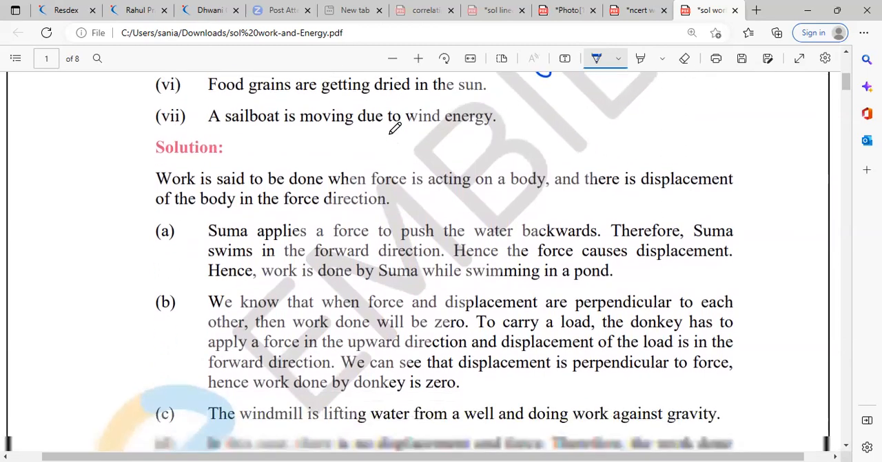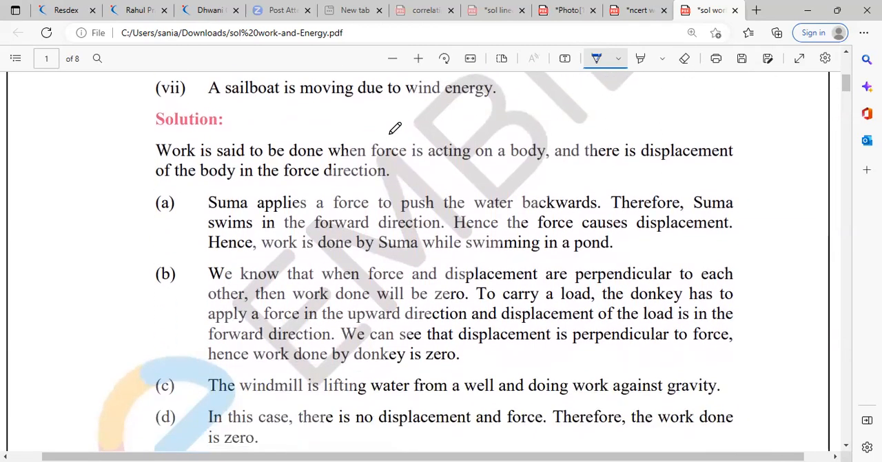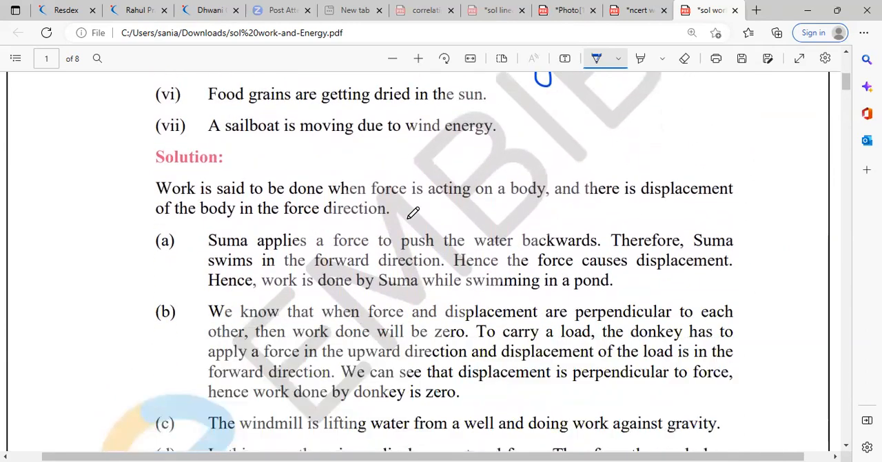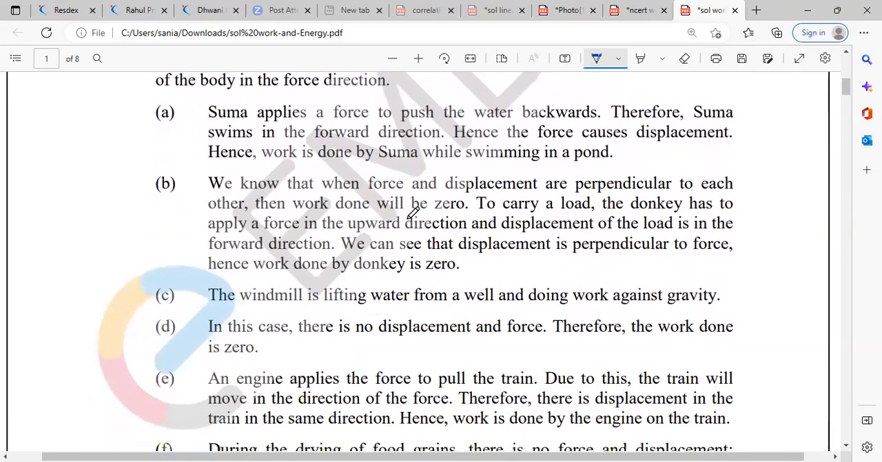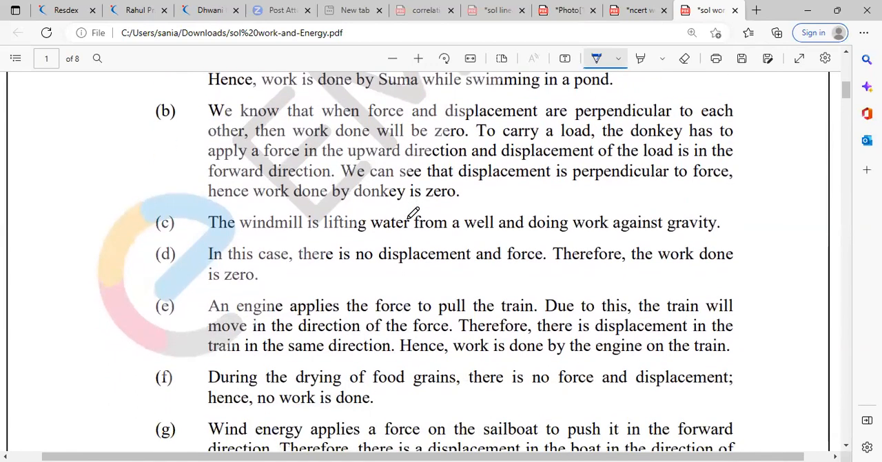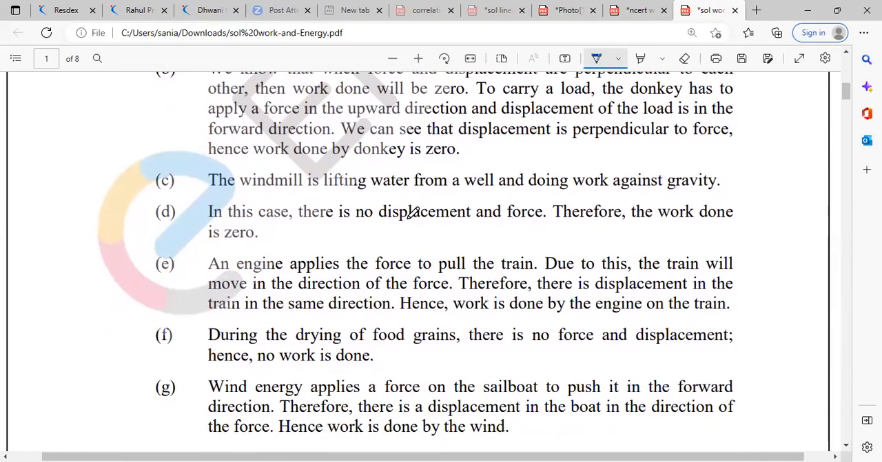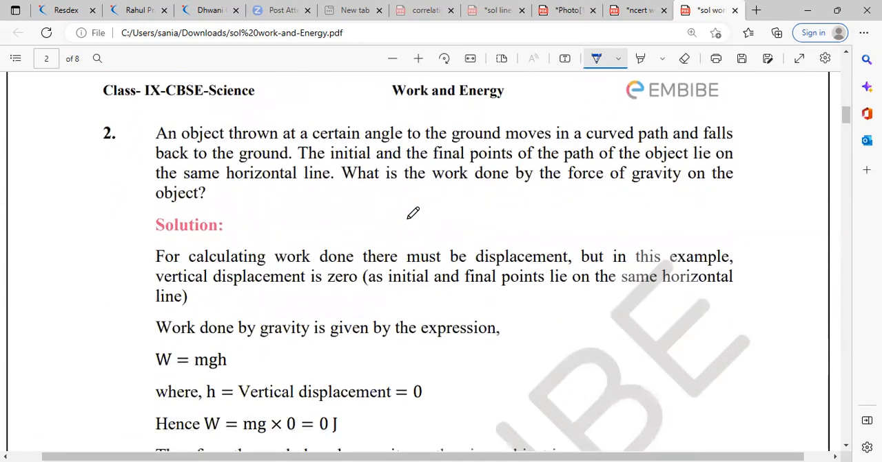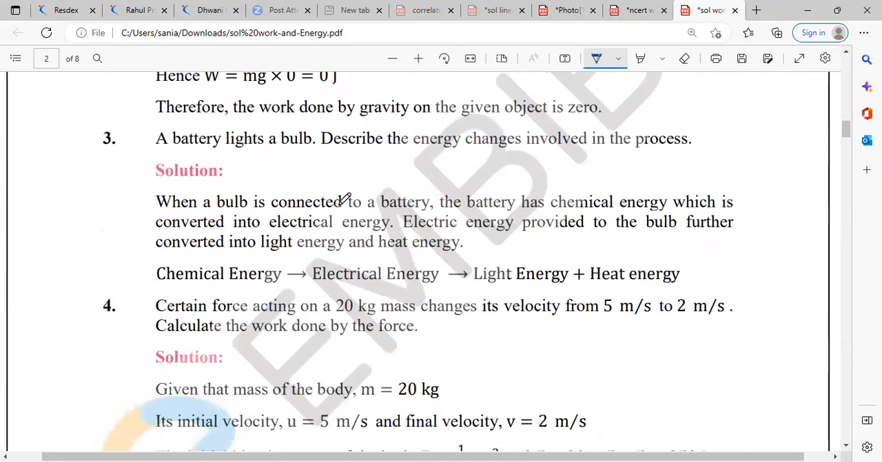Then an engine is pulling a train. Work is done. Fifth one, tell me. Work is done. Yes. Next, drying of food grains. No. Then a sailboat: wind energy applies a force. Okay, very good. I hope now it's clear to you. Yes, ma'am. This is a numerical, we'll leave it.